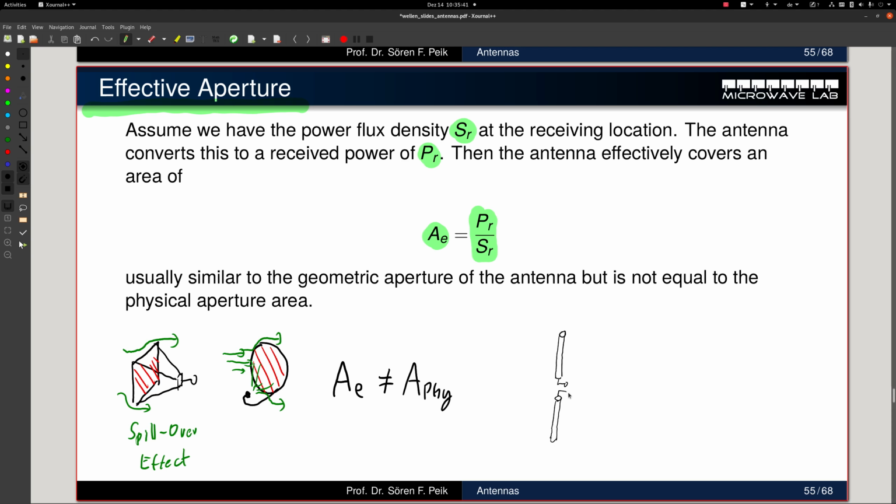Then our effective area has basically nothing to do with the physical area, because there's a wave coming in here, and actually the wave is sort of sucked up by the antenna. That's why for wire antennas, the physical area has nothing to do with the effective area. Ideally, the physical area of a wire antenna is 0. That makes it difficult to define over the physical area.